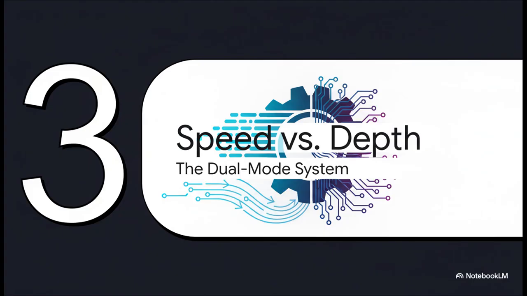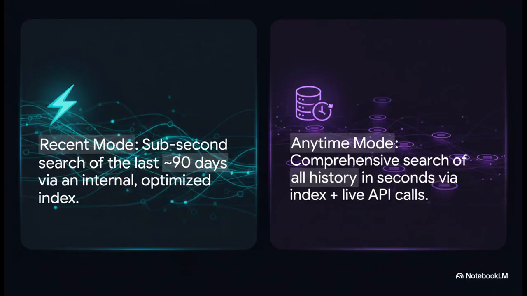With any search system, you always run into this classic trade-off: speed versus comprehensiveness, right? Do you want it fast or do you want it all? Well, Edge AI's architecture has a brilliant solution for this dilemma with a dual-mode system. Think about it. Most of the time, you're probably looking for something from the last few months. That's what Recent Mode is perfect for. It zips through an internal, highly optimized index and gets you answers in less than a second. But what about that one crucial document from 3 years ago? Simple. You just flip over to Anytime mode. This mode combines that fast index search with live API calls to all your connected apps, making sure no stone is left unturned. It takes just a few seconds to search your entire history. It's a system that just gives you the right tool for the job.